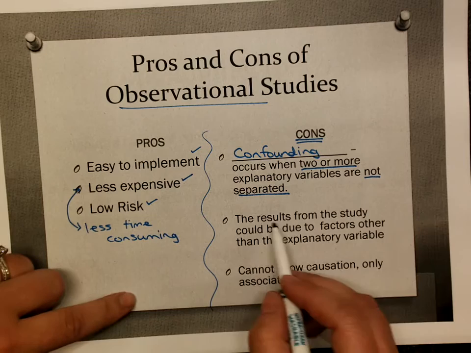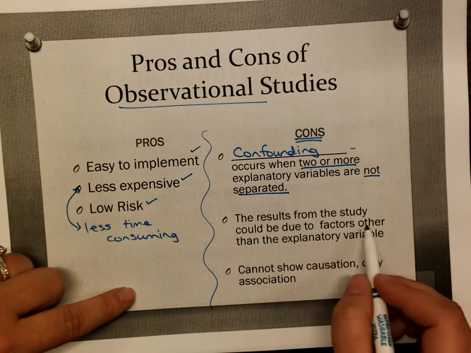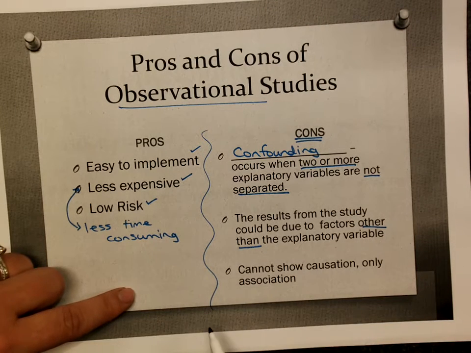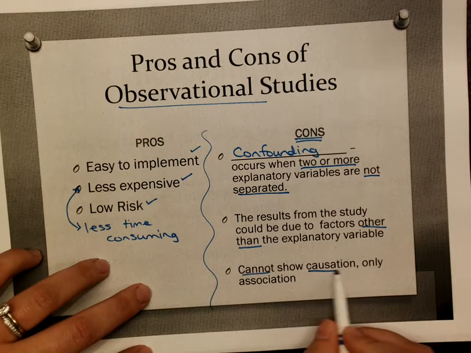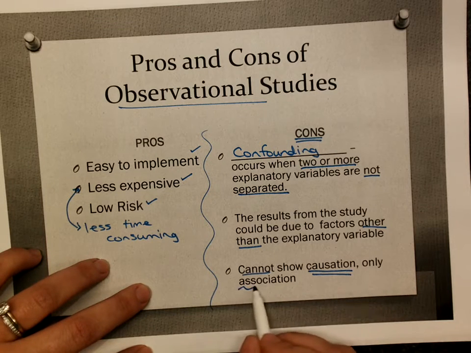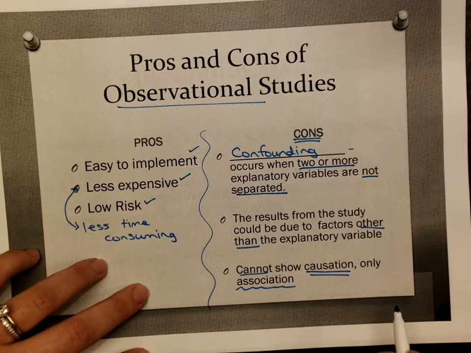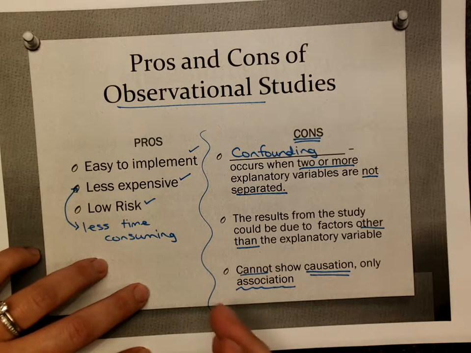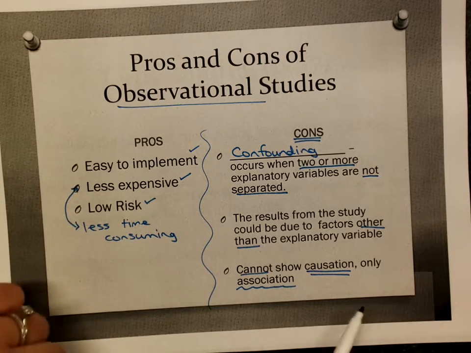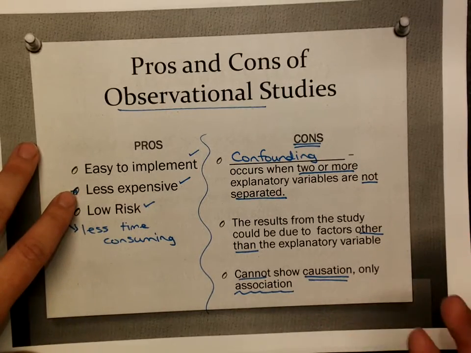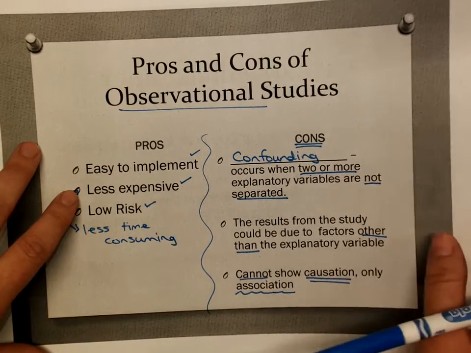This is when the results from the study could be due to factors other than what you were trying to measure. And we cannot show any causation. We can only show association with an observational study. We can't say smoking causes a lower lung capacity. All we can say is that they're related, or maybe they're not related. So we cannot come to strong conclusions with observational studies.